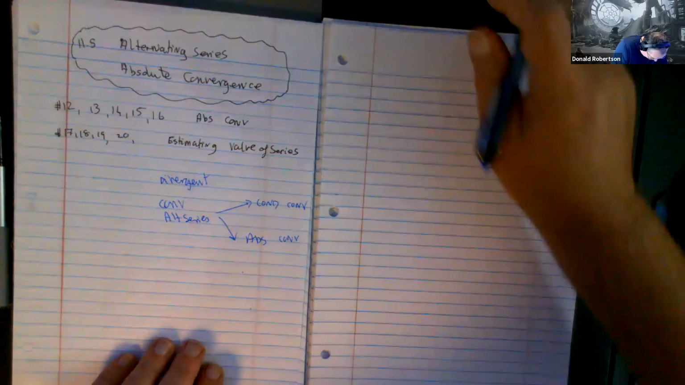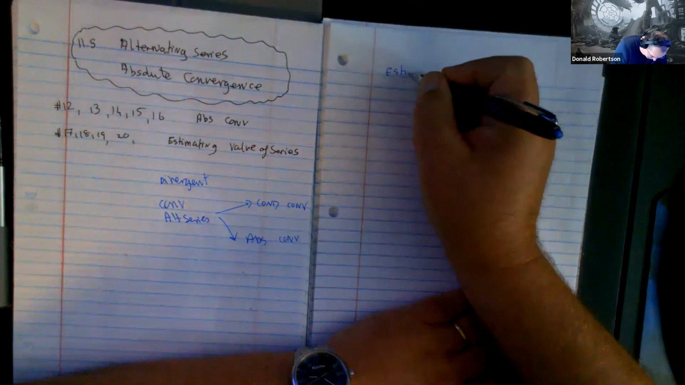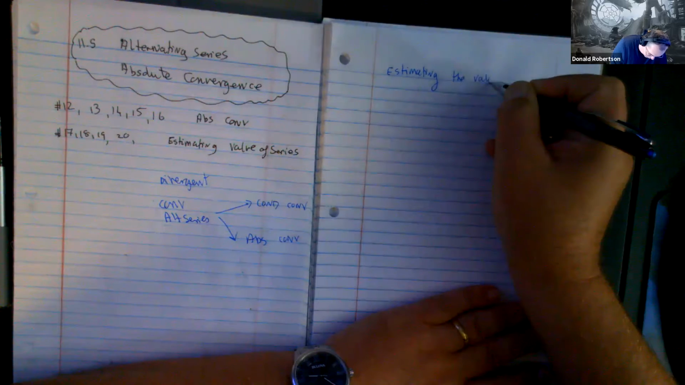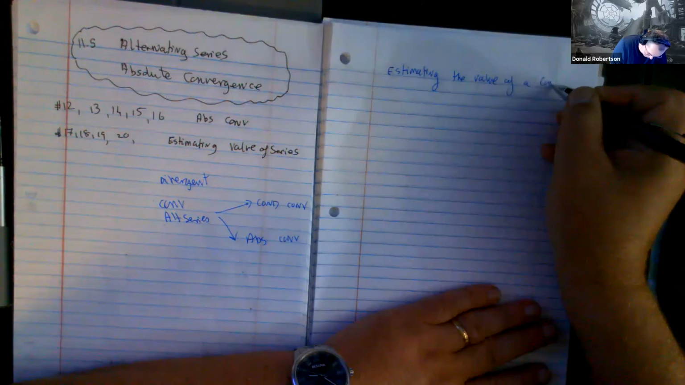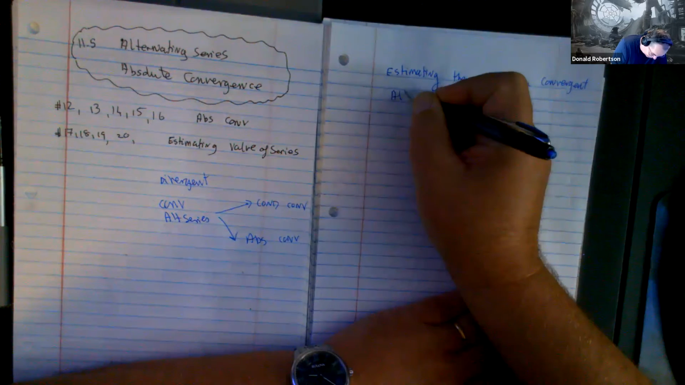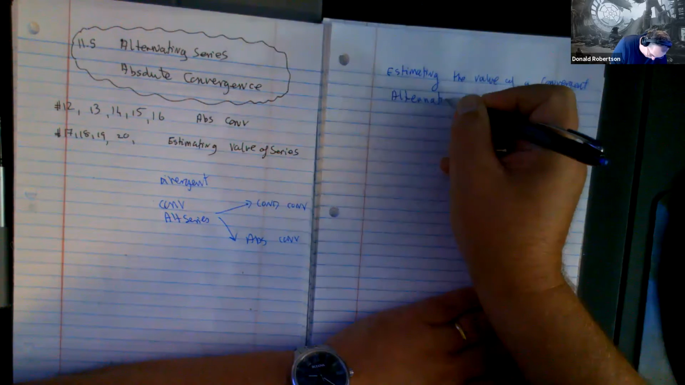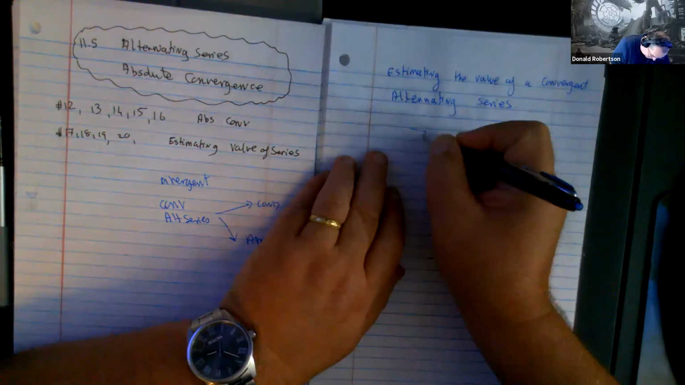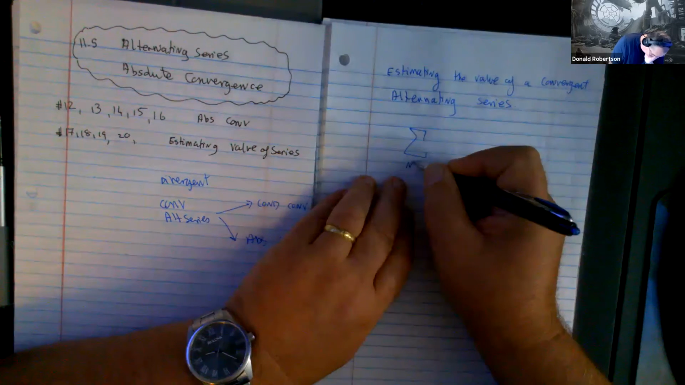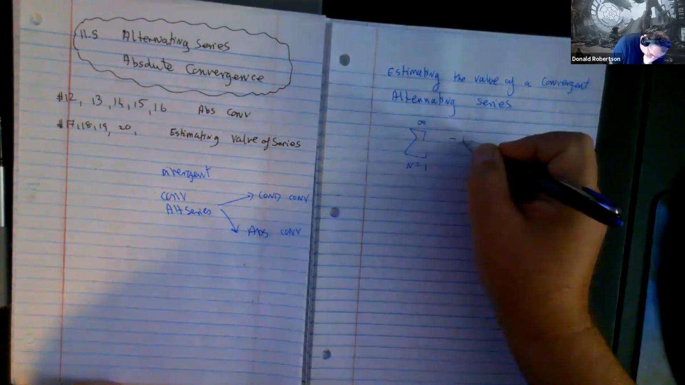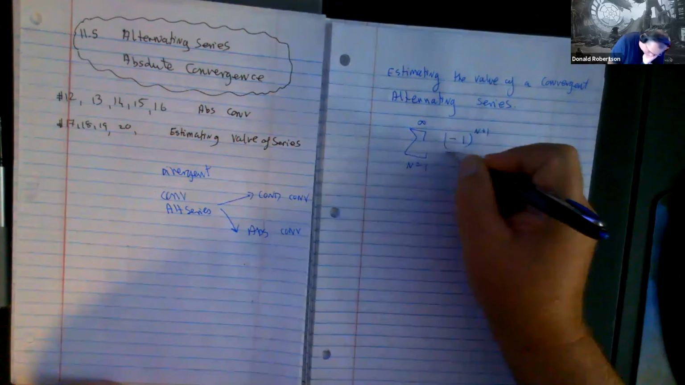And we are going to look now at estimating the value of a convergent series. Alternating series, I should say. Okay. Suppose I take the sum from n equals 1 of -1 to the n plus 1 over n squared.